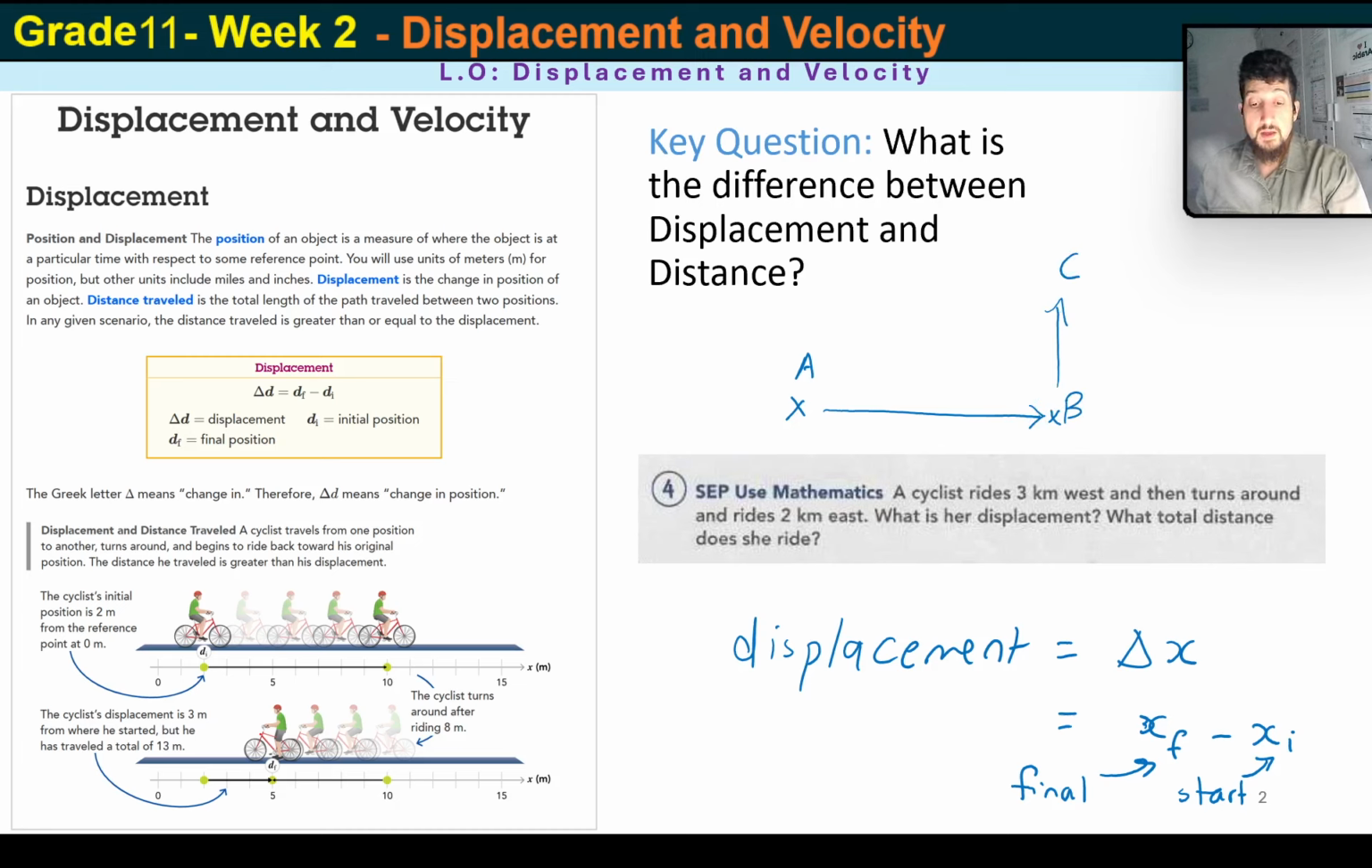Okay? And so now, what is going to be the distance? Assuming this is about 3 kilometers, say, and let's say this is 2 kilometers. What's going to be the total distance? Total distance is going to be the total journey, so that's going to be 5 kilometers. That should be easy.